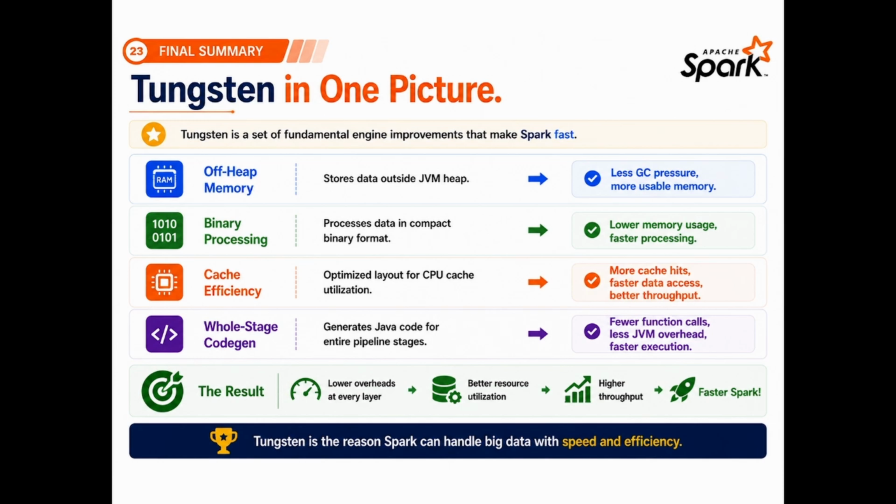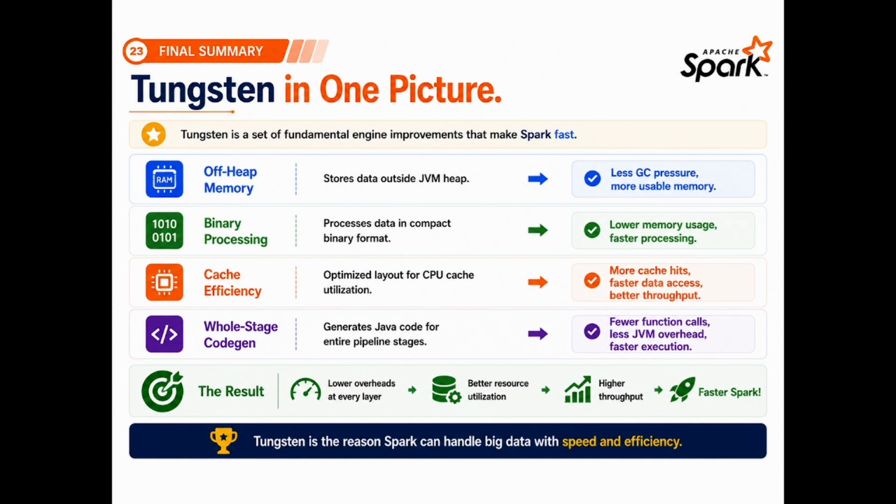These aren't just exam topics. If you're debugging a slow Spark job at work, these are the first three places you look. Check your spill metrics in the Spark UI. Check your shuffle read/write sizes. And look at your physical execution plan. Does it show whole-stage Codegen? If it doesn't, something is blocking the optimization.